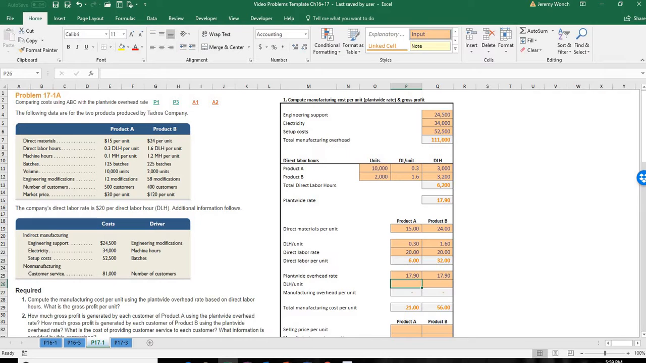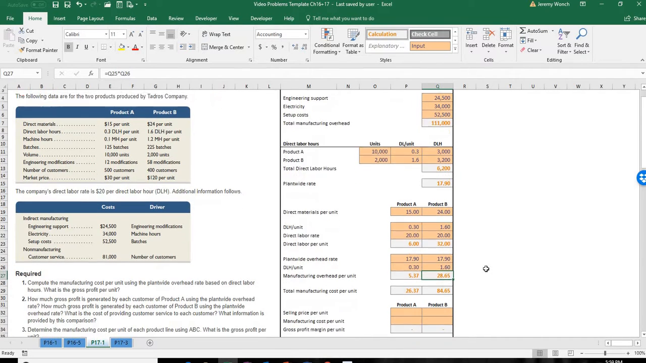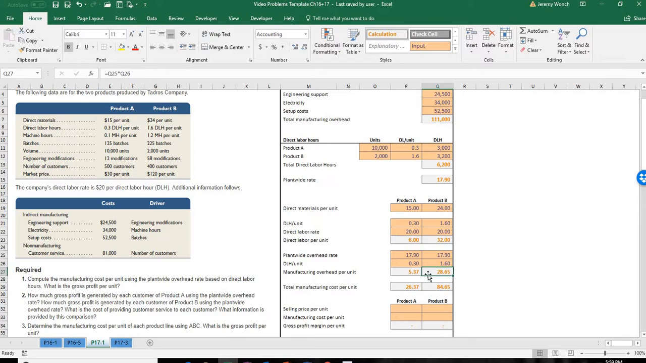And then plug in our direct labor hours per unit. That gives us how much overhead we're going to allocate on a per unit basis for product A and product B. So that means we have a total manufacturing cost for product A and product B. That's just going to be the sum of direct materials, direct labor, and factory overhead.